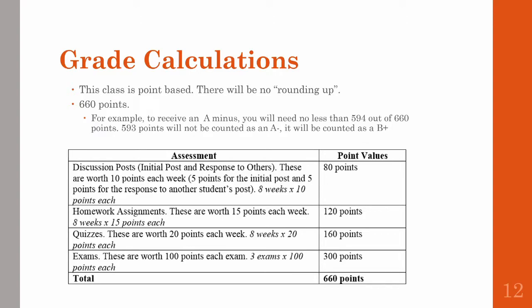This table below shows kind of a breakdown of the points throughout the class. Discussion board posts are worth 5 points each. That's 5 for the initial comment and 5 for responding to another student's comment. Homework assignments are worth 15 points each. Weekly quizzes are worth 20 points each, and each exam, like I said, is worth 100 points. This means that the exams make up a little less than half of your overall grade, so there should be plenty of ways to earn points and succeed in this class.